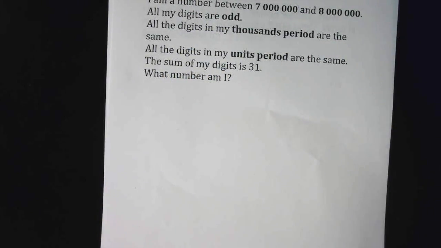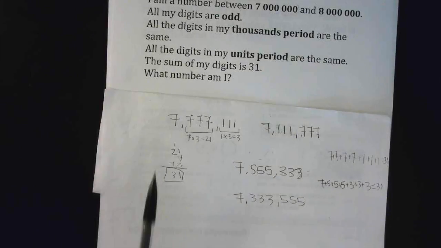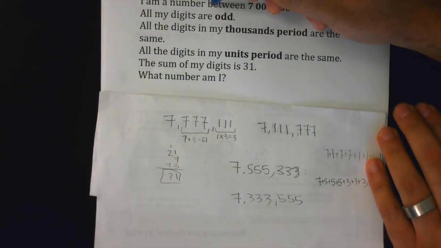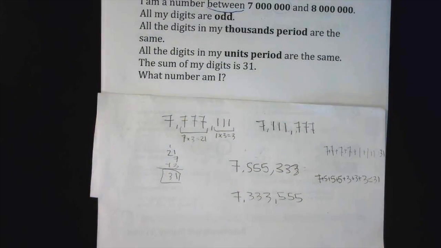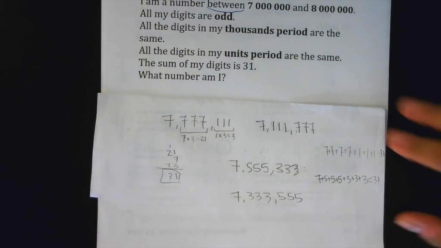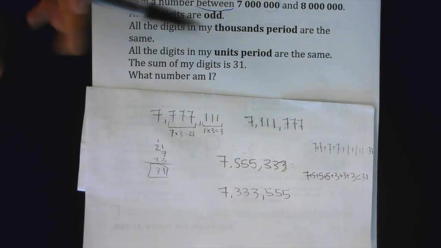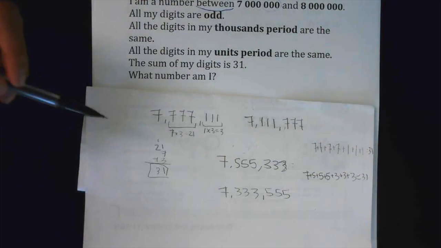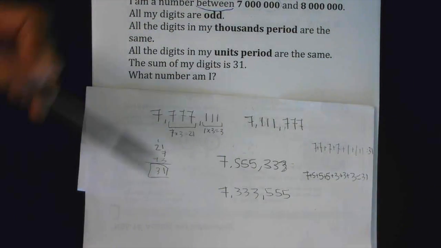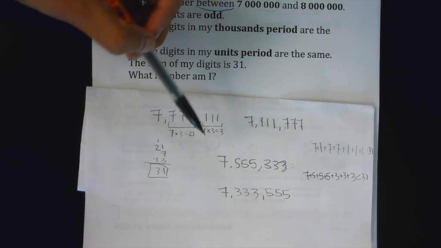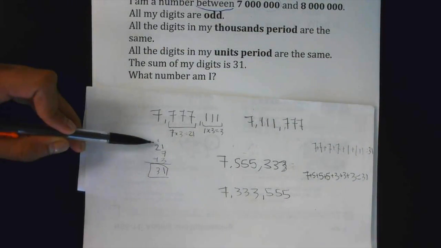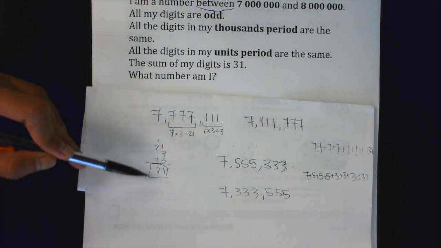What number am I? So we knew that the first number in the millions was going to be 7 because it's between 7 million and 8 million. Right, between. If it was 8, we couldn't do any more than that, so we knew it was going to be 7. And then we did 7, 7, 7, which equals 21. And then we did 1, 1, 1 because they're all odd, which equals 3. And then we added it up here. So 21 plus 7 plus 3, which equals 31.